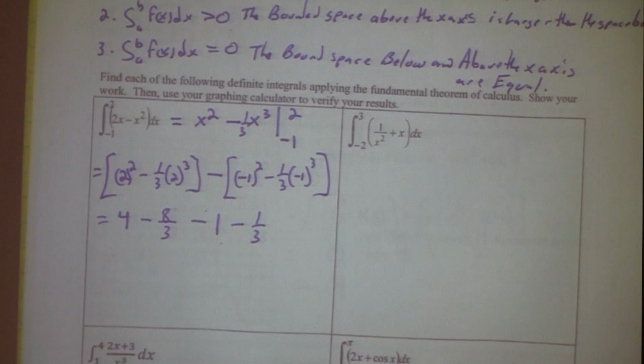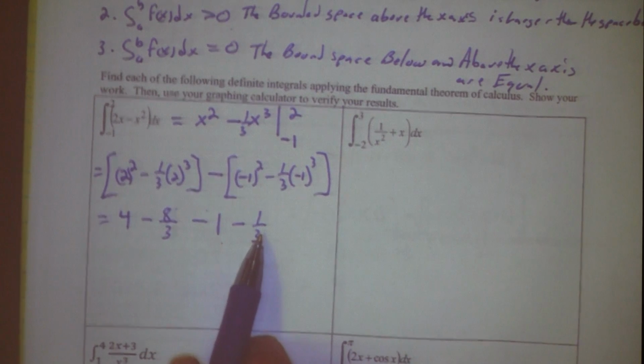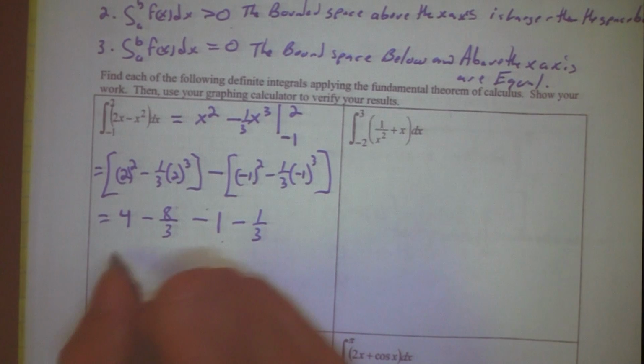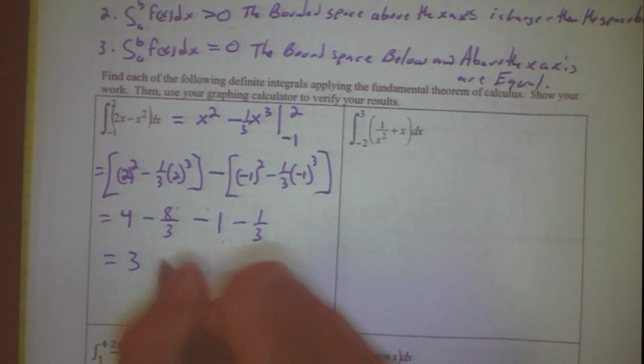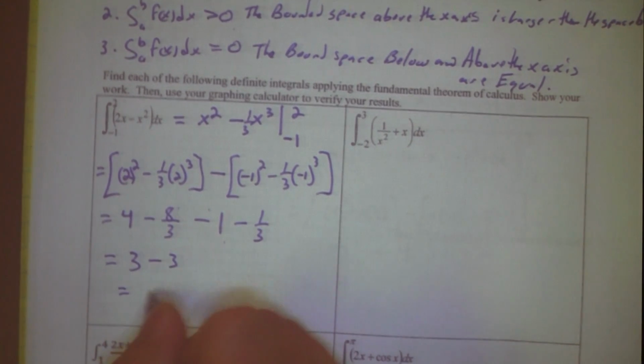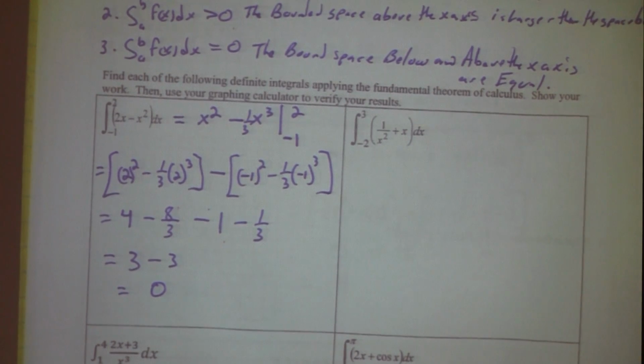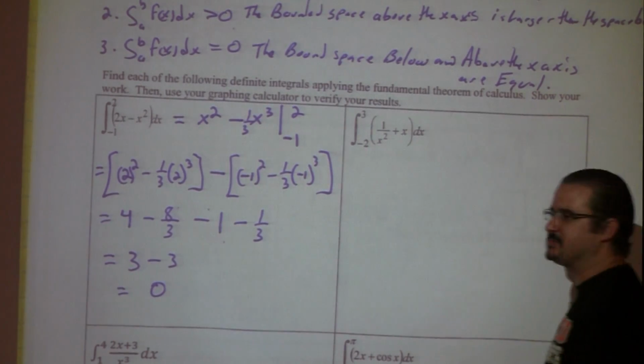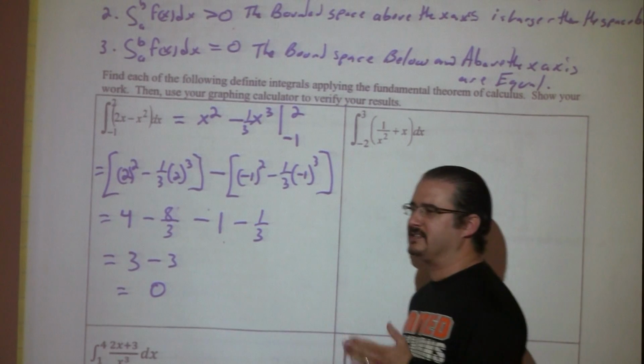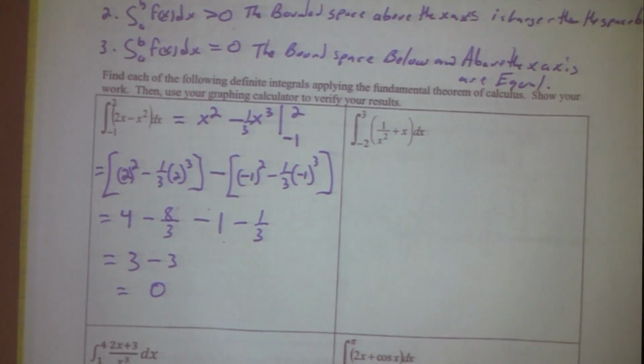Okay? So we could do the 4 minus 1, that gives us what? 3. Negative 8/3 and negative 1/3, that's negative 9/3, which is the same as negative 3. So we get 3 minus 3, so we end up with 0. Oh my God, so that means that the space above the axis is equal to the space below.